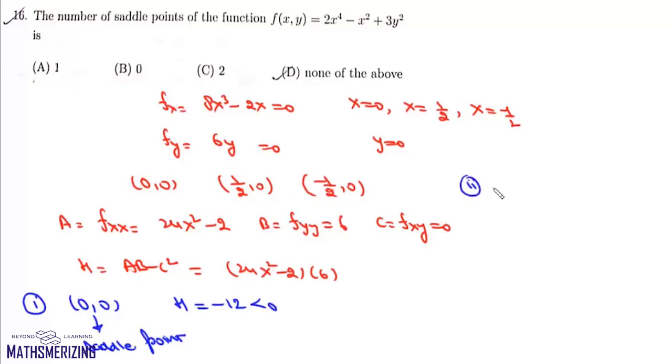And for plus minus 1/2, 0, this h will be 24 into 1/4, which is 6. 6 minus 2 is 4. So 4 into 6 is 24, which is greater than 0. So here there won't be any saddle point. So the number of saddle points for this function will be simply 1, and that's your option A.